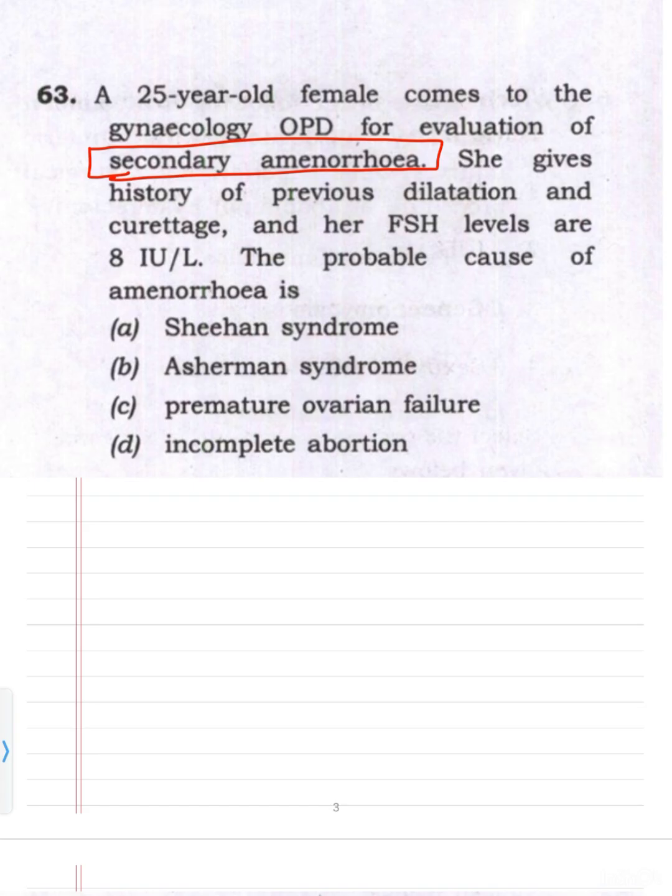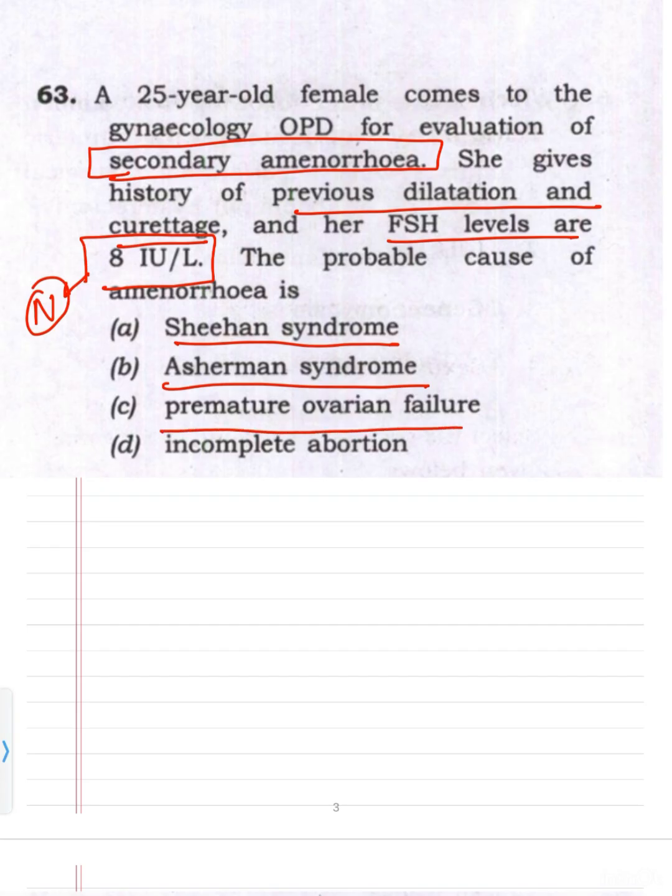Now, she gives history of previous DNC, dilatation curettage, took place. Her FSH levels are 8 international unit per liter. It means normal. So normal FSH levels are there. What is the probable cause of the amenorrhea? Sheehan syndrome, Asherman syndrome, premature ovarian failure, or incomplete abortion.